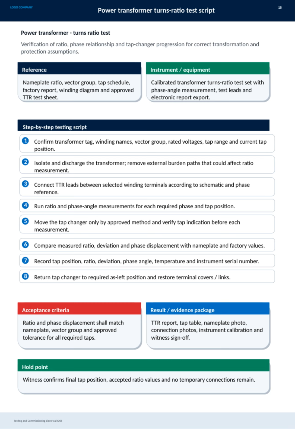After completing the tests, the tap changer is returned to the required as-left position, and all terminal covers and links are restored. Acceptance criteria require that the ratio and phase displacement match the nameplate, vector group, and approved tolerance across all taps. For documentation, we compile a detailed TTR report, a tap table, photos of the nameplate and connections, instrument calibration certificates, and obtain witness sign-off.